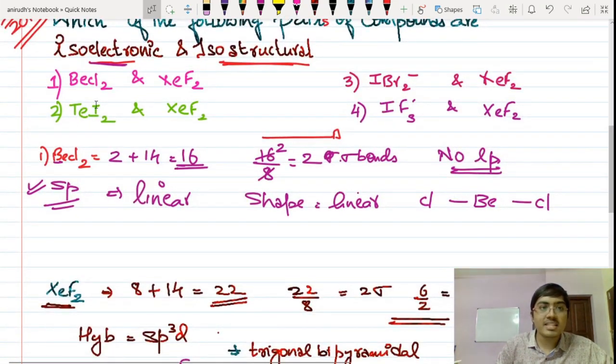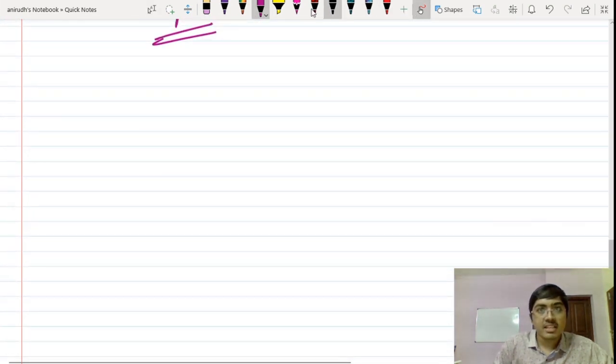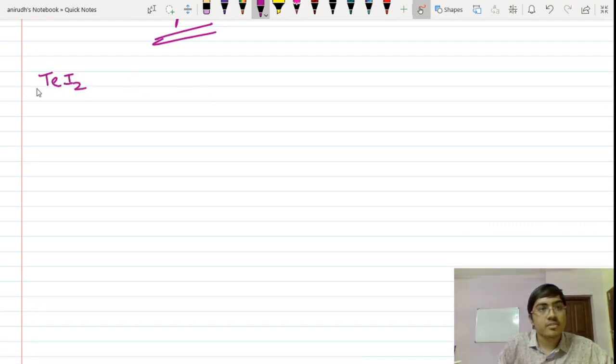Okay, next one is TeI2. So let us take up this particular compound over there. So if I just start talking about tellurium iodide, so what is tellurium? See, tellurium is coming under the family of oxygen. And iodine is coming under the family of fluorine, chlorine, bromine, iodine, isn't it? Halogens. So, right. Tellurium is oxygen family, so this is 6. And 6 is the valence electrons here.